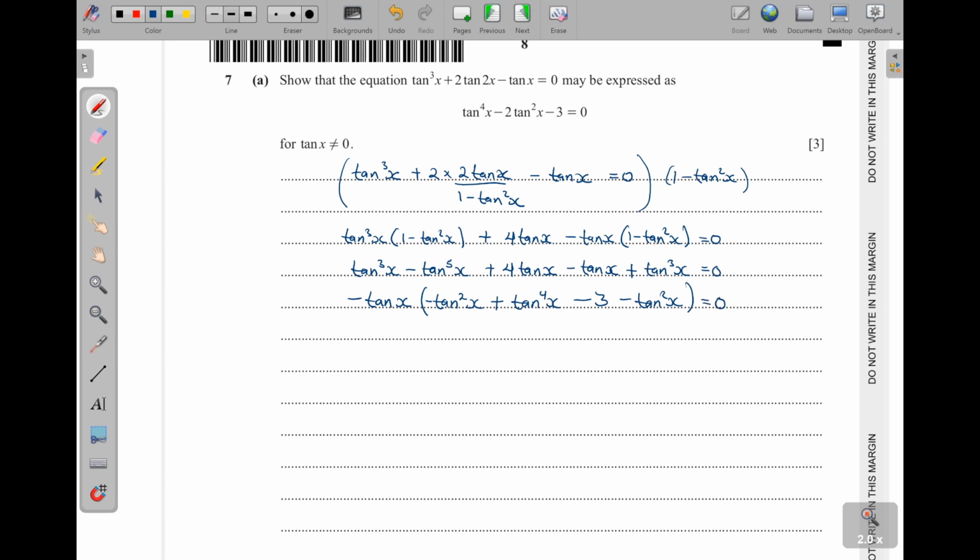So inside here, that means we are going to have tan power 4 of x, and then power 2. So we are going to have minus 2 tan power 2 of x, and then minus 3, which is equal to 0. Remember, we are supposed to get the factors. This one we equate it to 0, and this one we also equate it to 0. But since they told us that tan x is not equal to 0, then this other factor is the one that we equate to 0.